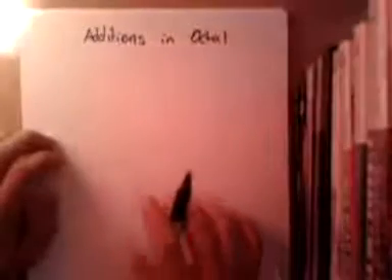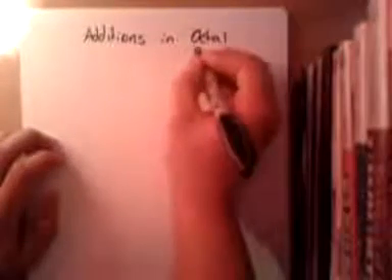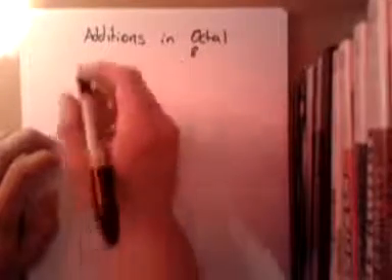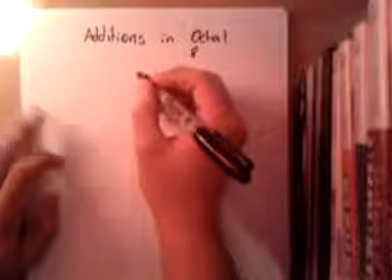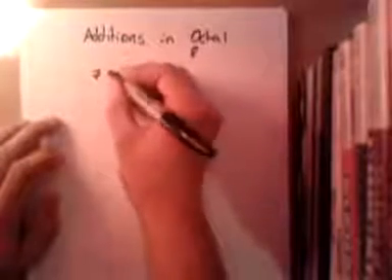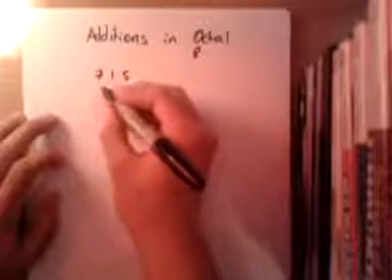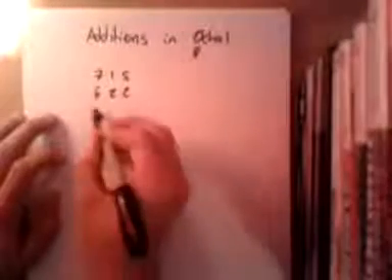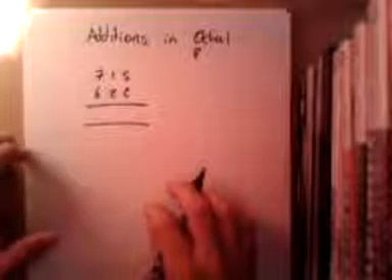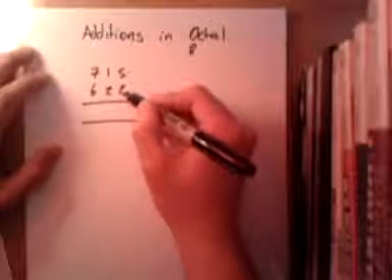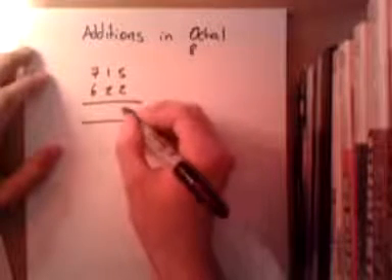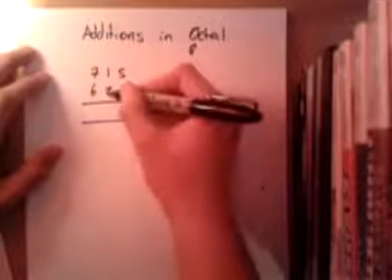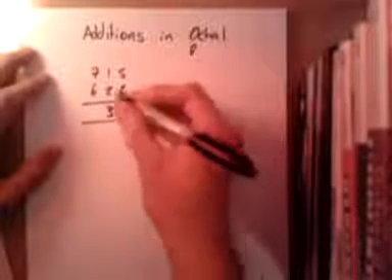Octal, an addition in octal. Remember, octal has a base of 8, which means it uses the digits from 0 to 7. For an example, we'll use 715 and 622. 5 and 2 is 7. 7 is fine because it's still in octal, so we can put 7. 1 and 2 is fine, so we can have 3.